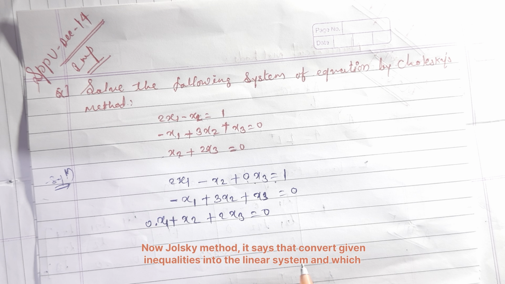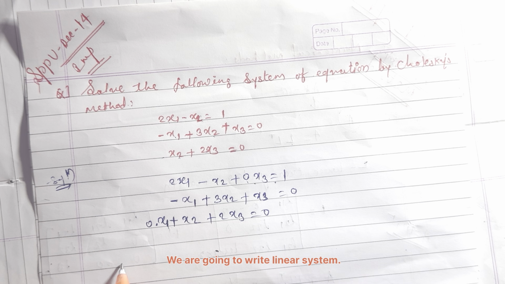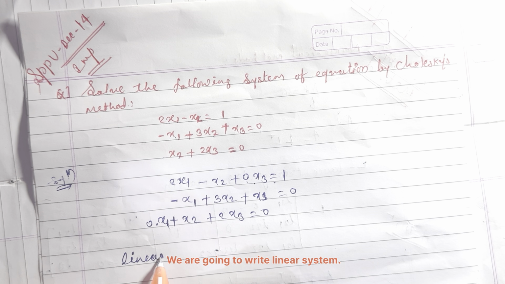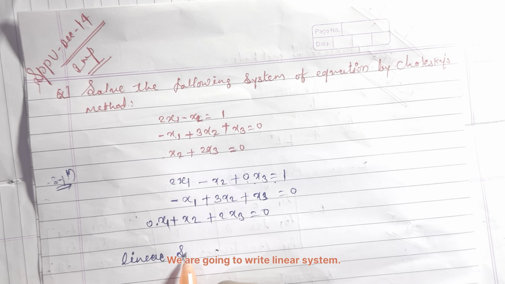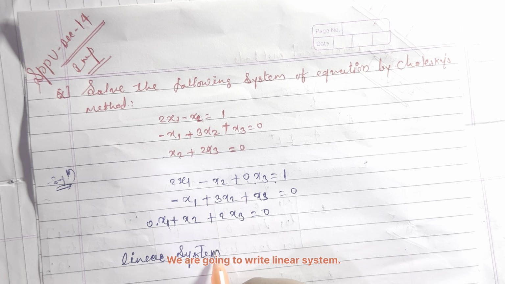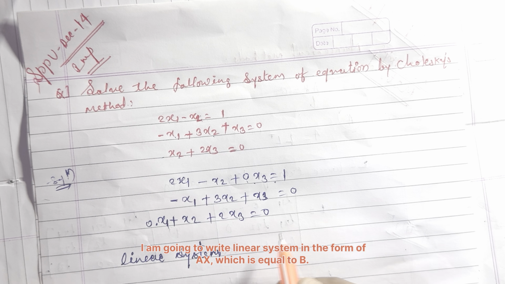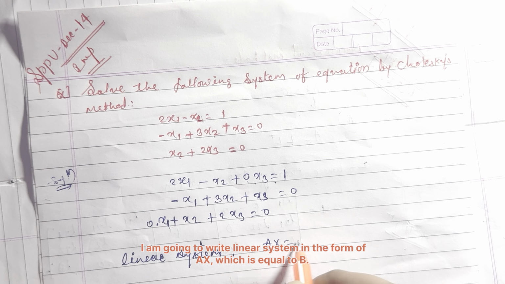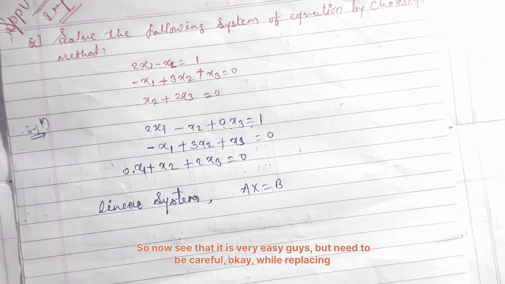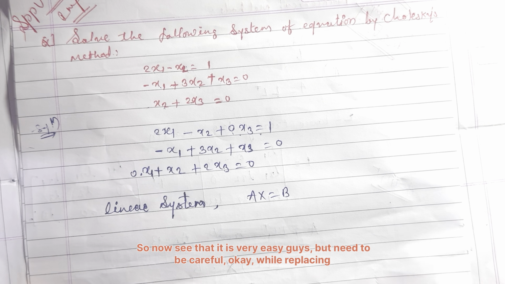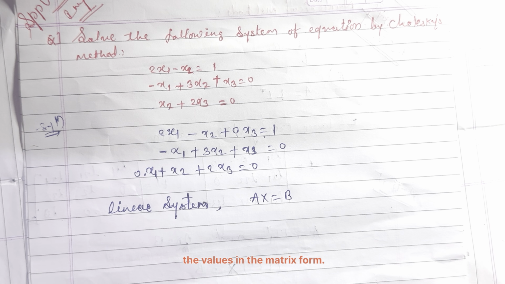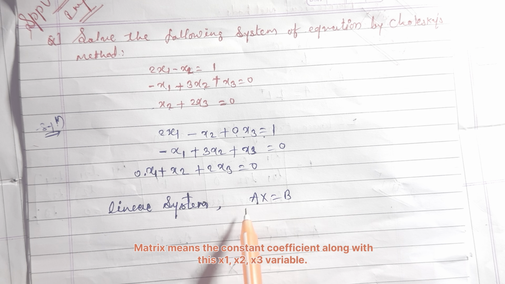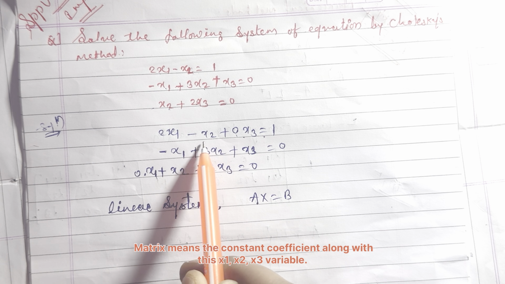Now the Cholesky method says to convert the given equations into a linear system, which can be written in the form Ax = b. It is very easy, but you need to be careful while replacing the values in matrix form. A means the matrix of constant coefficients along with the variables x1, x2, x3.